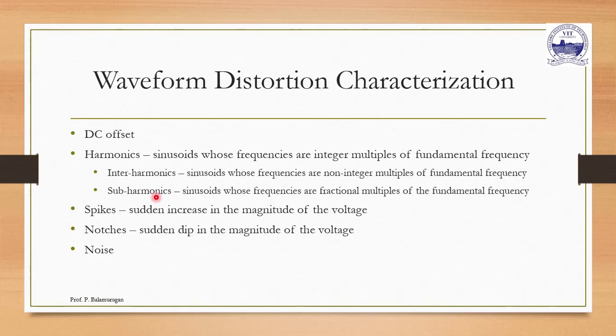And interharmonics, I can say, are non-integer multiples of the fundamental frequency. That is, let us say in my system I am having a frequency of 75 Hz, which corresponds to 1.5 times the fundamental frequency. So this fractional or non-integer multiple will come under interharmonics. And subharmonics are the signals whose frequency is less than the system's base frequency, less than 50 Hz.